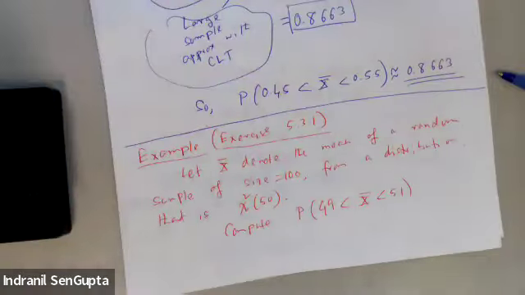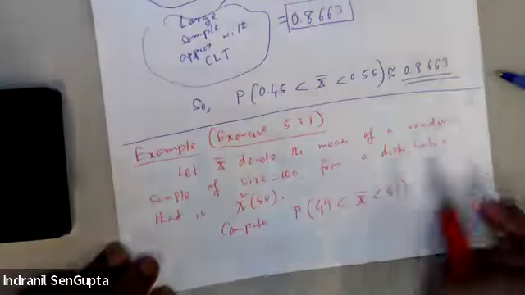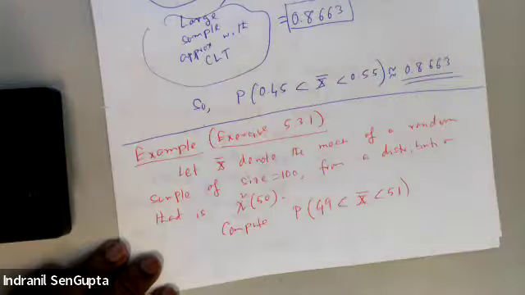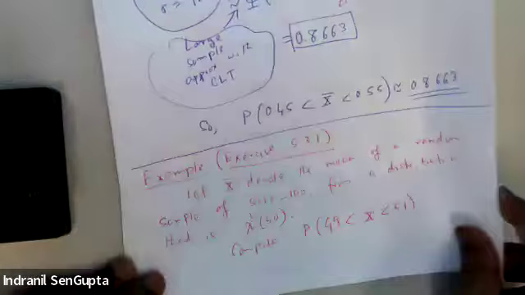Okay. Now, of course, you can compute this with the chi-square distribution, but it may be a little tedious. So instead, what we'll be doing is using the central limit theorem. So let's do that.